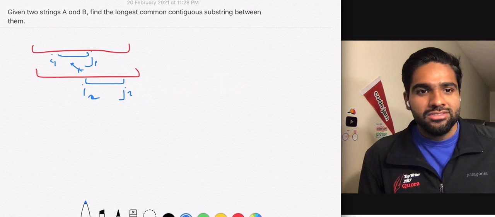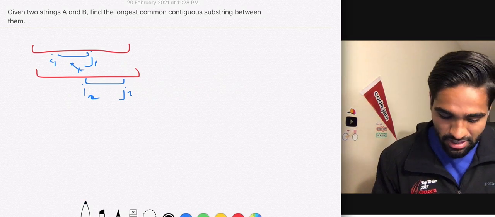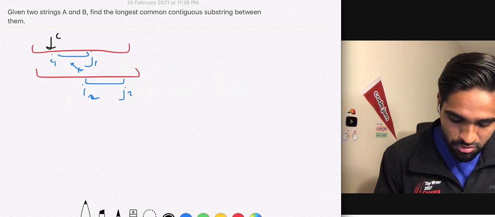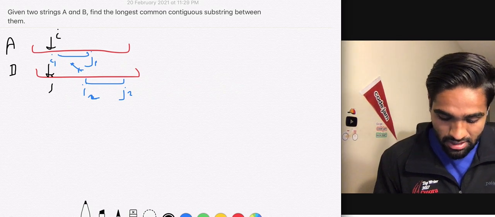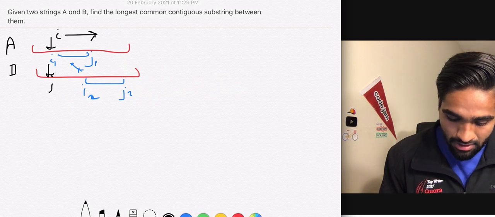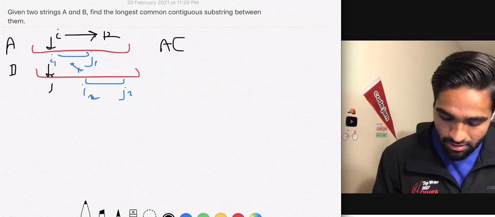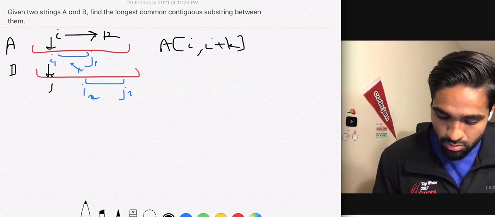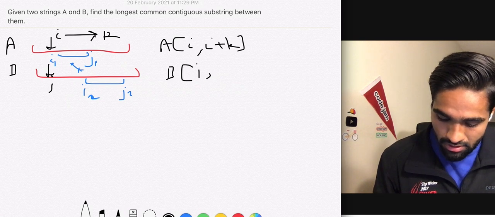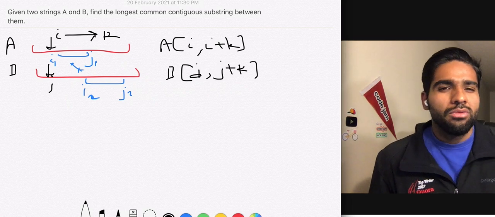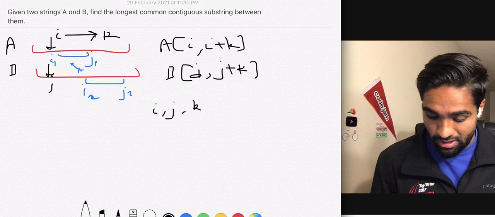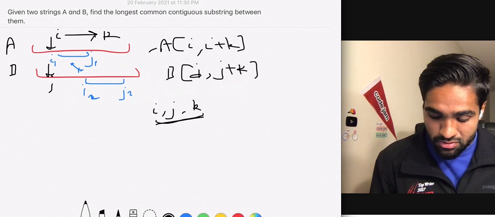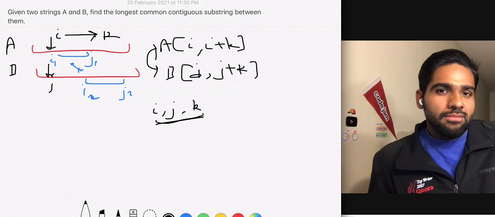So the most obvious way is, let's say we hypothesize that the common substring starts at position I in string A and at position J in string B and is of length K. So essentially what we are saying is A of I to I plus K is equal to B of J to J plus K, right? That's our hypothesis. Now, a pretty simple way is to iterate over all possible values of I, all possible values of J, and all possible values of K. And to determine whether these two strings are equal, you can just simply iterate over both of them.